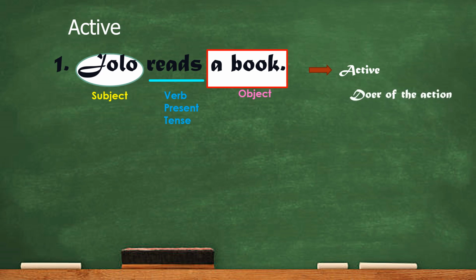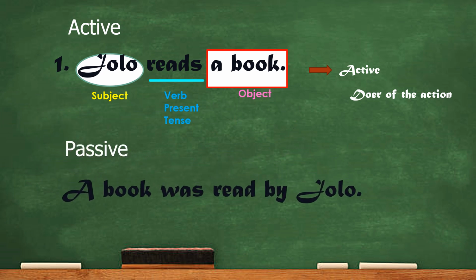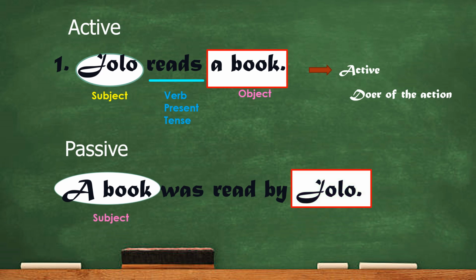Now, how do we transform active into passive voice? A book was read by Jolo. A book is the object in the active voice, but if we're going to have it in the passive voice, it becomes the subject. And Jolo, which is the subject in the active voice, becomes the agent in the passive voice. We are using the word was read because reads in the active voice is in the present tense. Of course, we're going to use the past participle of the verb and to be connected by, so our passive sentence is, a book was read by Jolo.